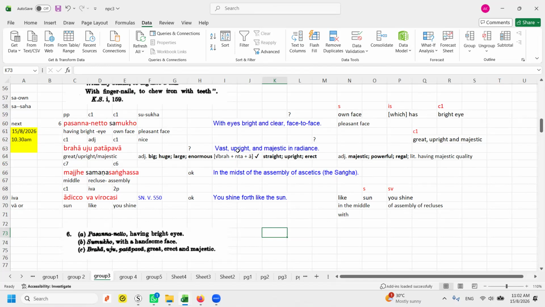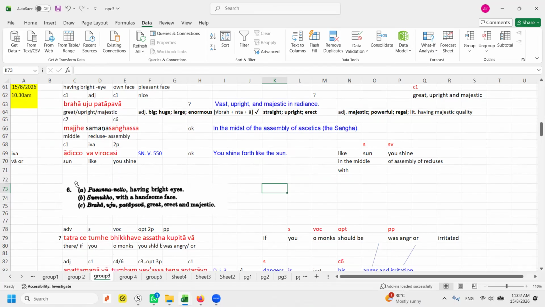Like this one, majestic in radiant. Radiant means your face looks very bright. The face, eye, everything looks radiant, very bright, shining. So this one, I think was just added in. But anyway, this is the glossary. The glossary says pasana neto, having bright eye.